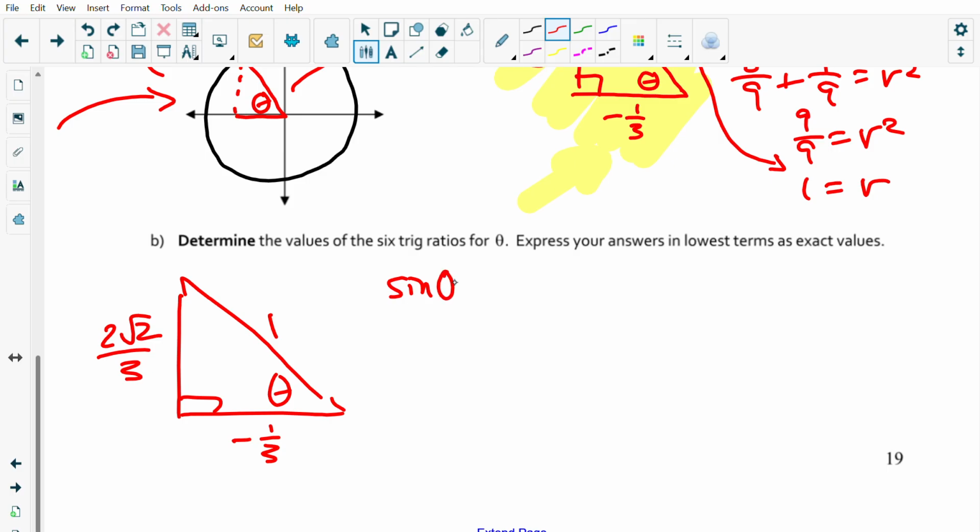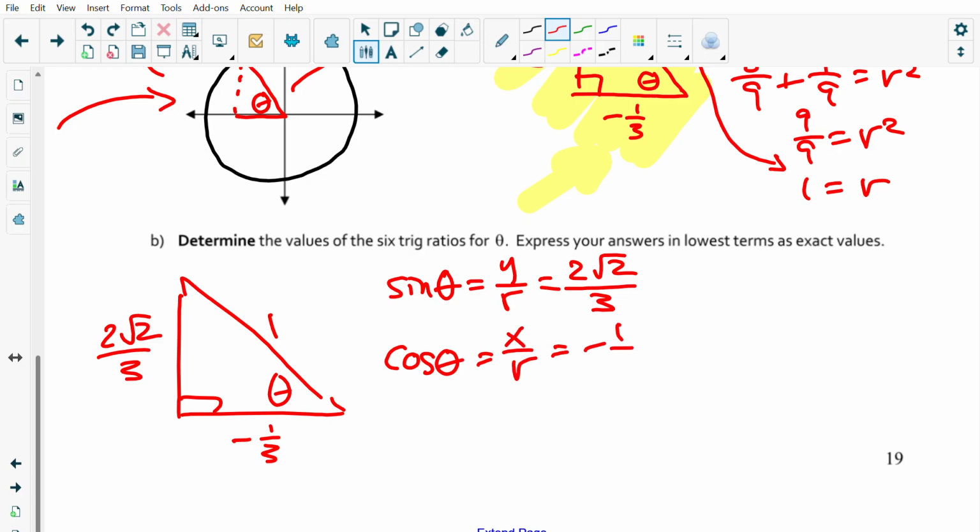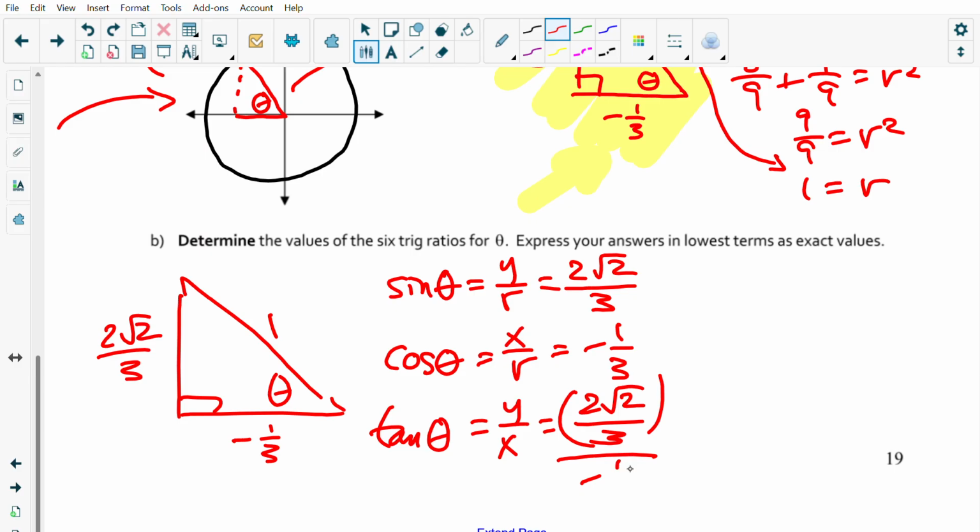Okay, so sine of theta equals y over r, and that's 2 square root of 2 over 3 over 1. Well, that's just 2 square root of 2 over 3. Cosine of theta equals x over r. That's negative 1/3 over 1, adjacent over hypotenuse, so it's just negative 1/3. Tangent of theta equals y over x, or sine over cosine. So I'm going to do this, 2 square root of 2 over 3 divided by negative 1/3.